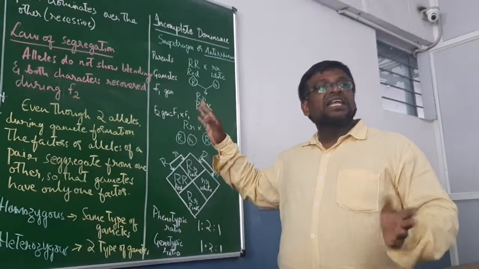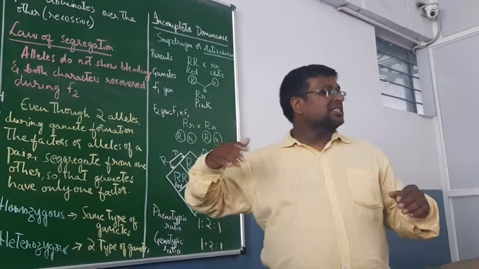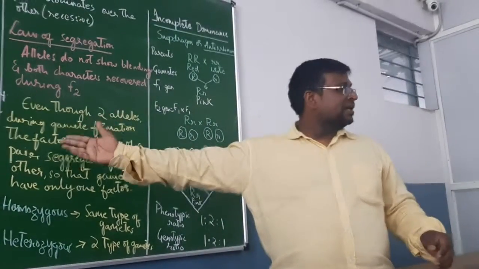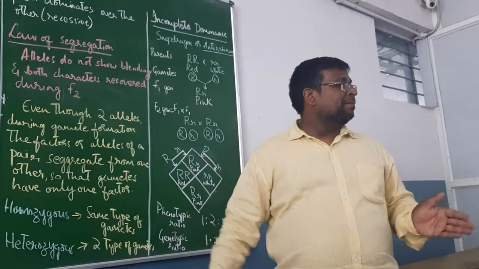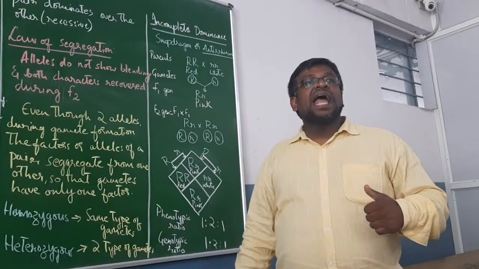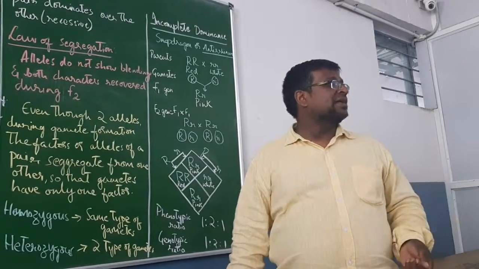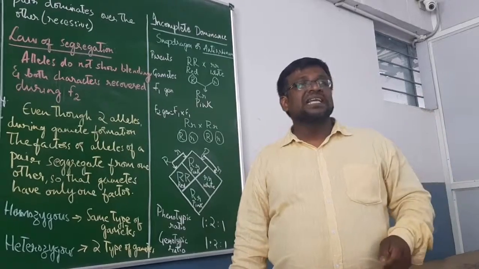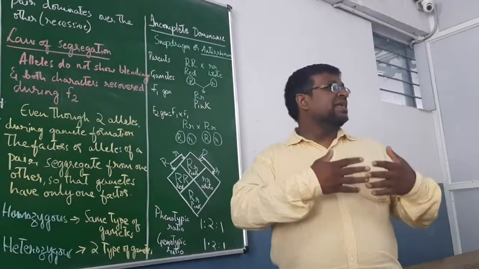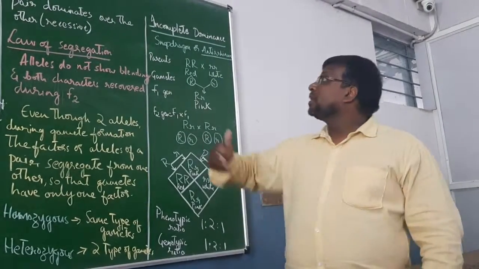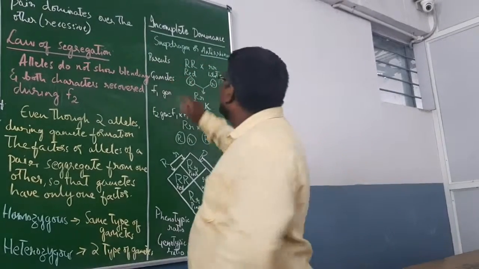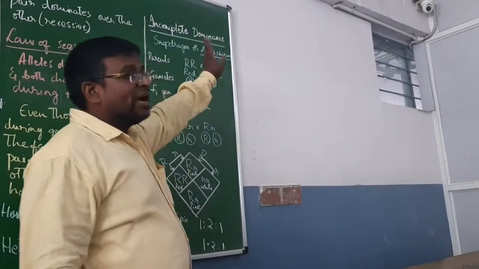The same character, incomplete dominance. Usually dominance is complete. In a normal Mendelian cross, dominance is complete. But in the case of Antirrhinum majus or snapdragon plant, the dominance is incomplete. There is blending of characters. Okay, so they have taken parents, red flower and white flower.